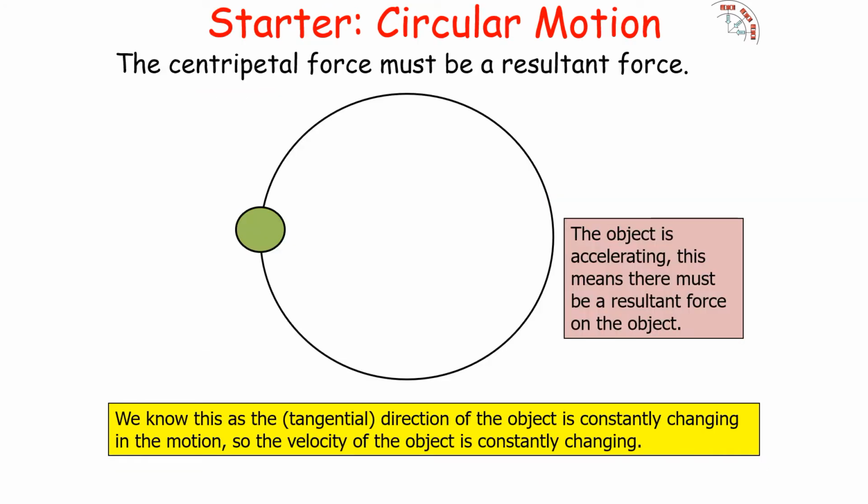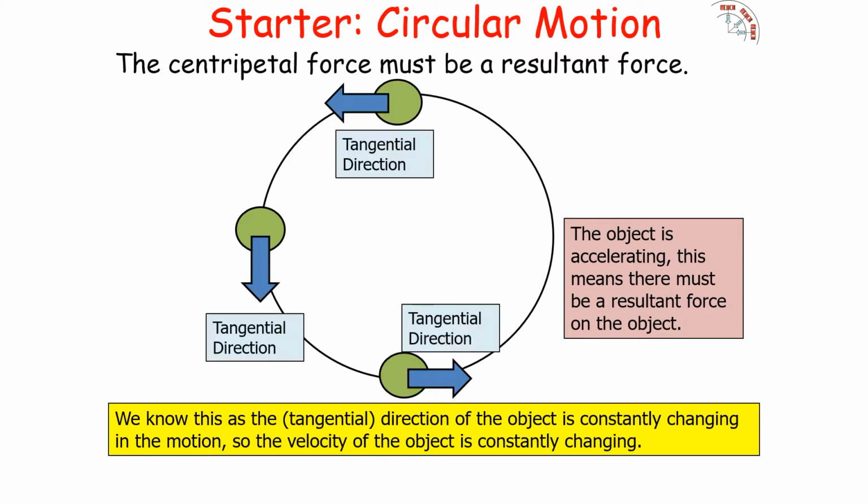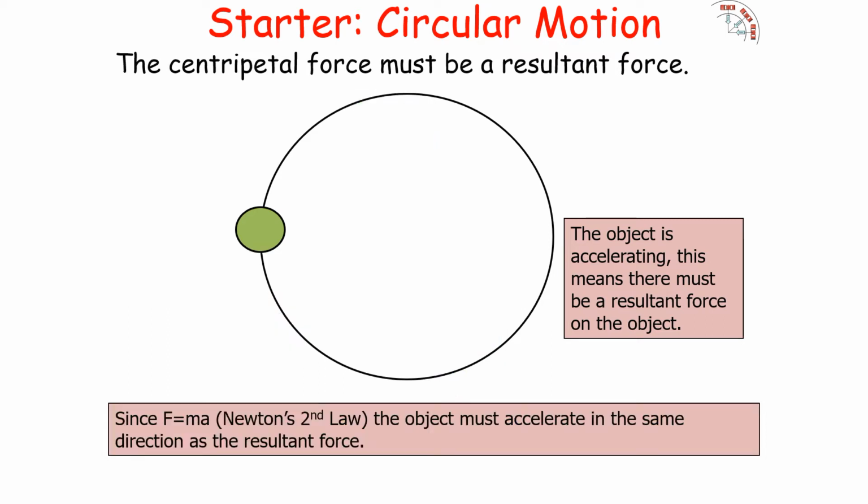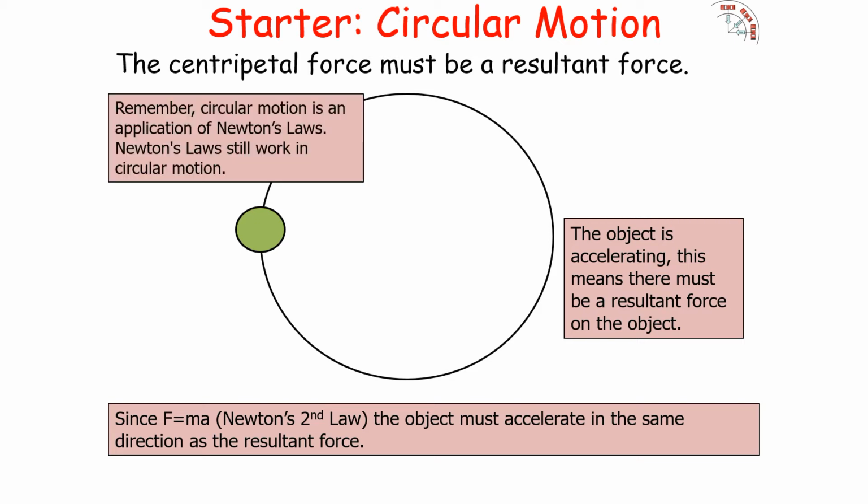Now, the centripetal force must be a resultant force. We know this because the object is accelerating, so there must be a resultant force on the object. We also know this because the tangential direction of the object is constantly changing in the motion, so the velocity of the object is constantly changing. Our tangential velocity, as noted in our diagram, is not always pointing in the same direction.